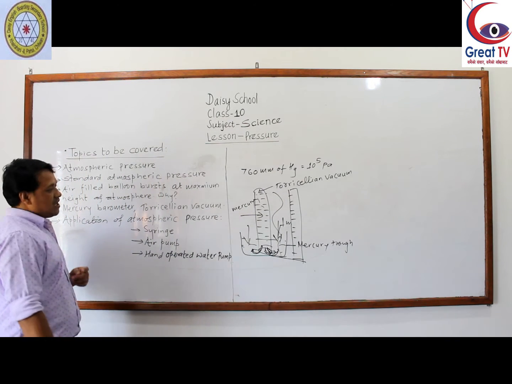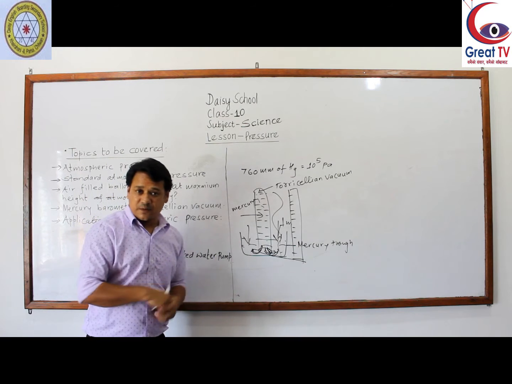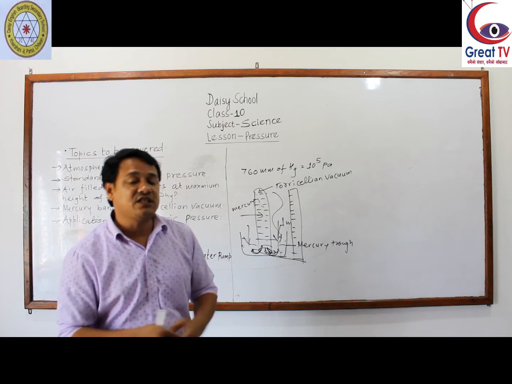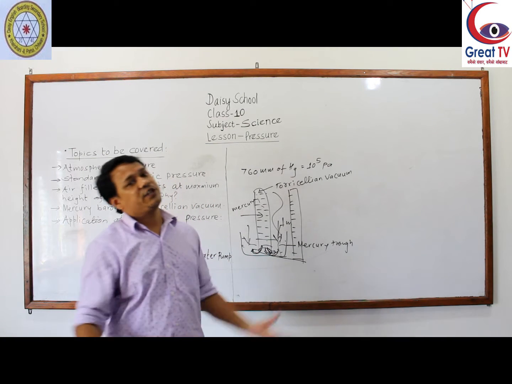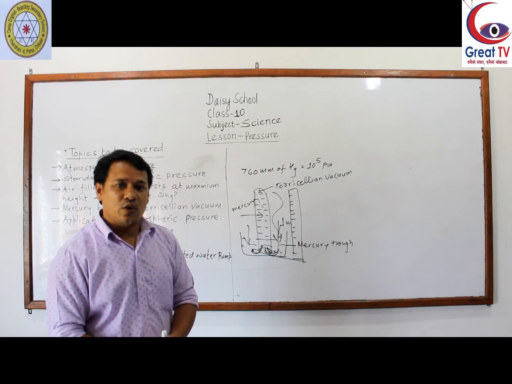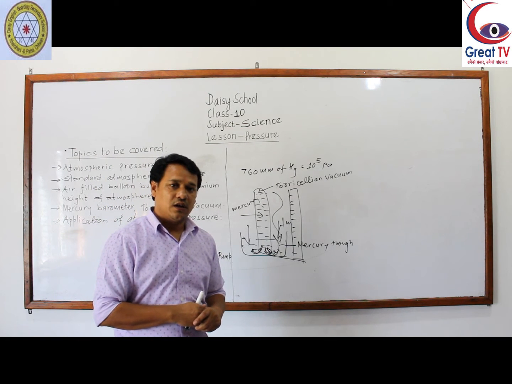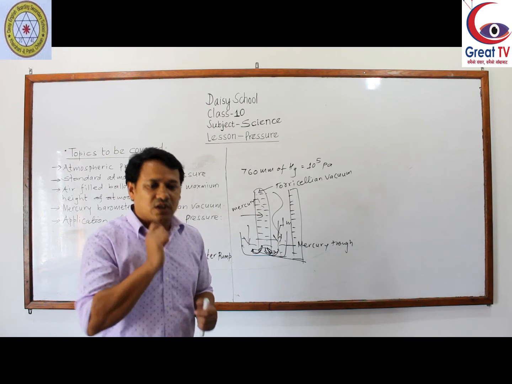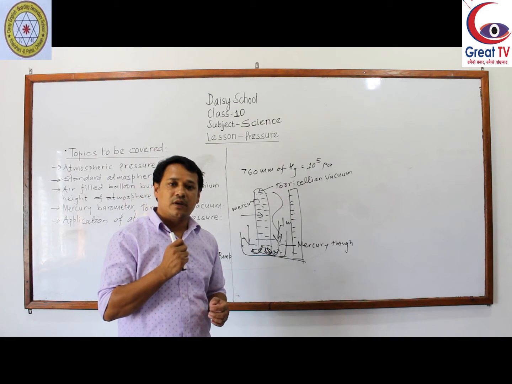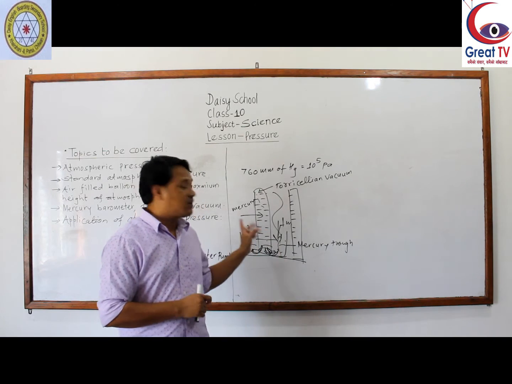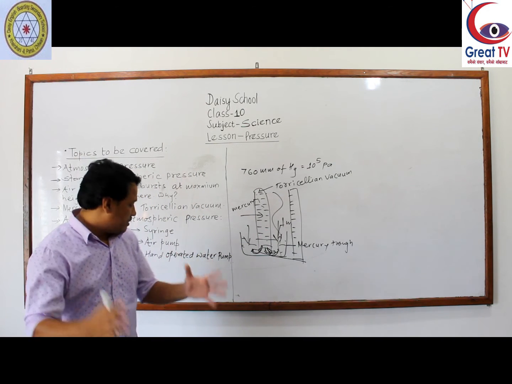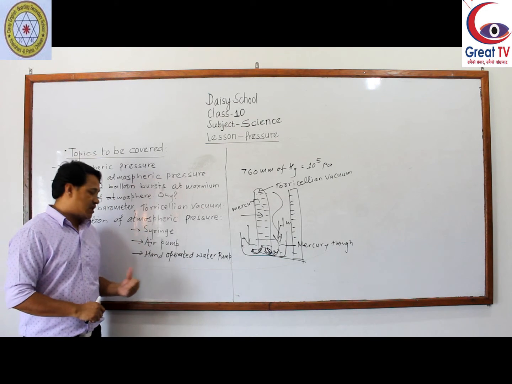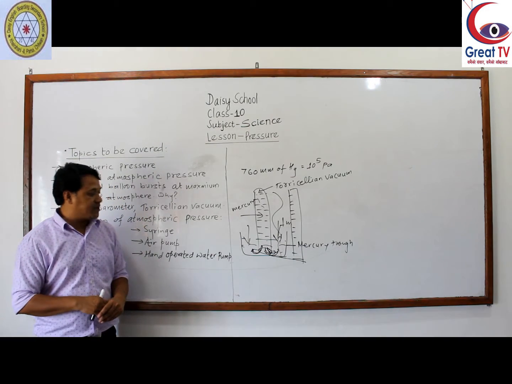Okay, by using atmospheric pressure, scientists have made different types of devices which make our life easier, like filling ink into a pen or sucking juice using a straw. That is possible due to atmospheric pressure. Similarly, here we are going to discuss other applications like the syringe, ear pump, and hand operated water pump.